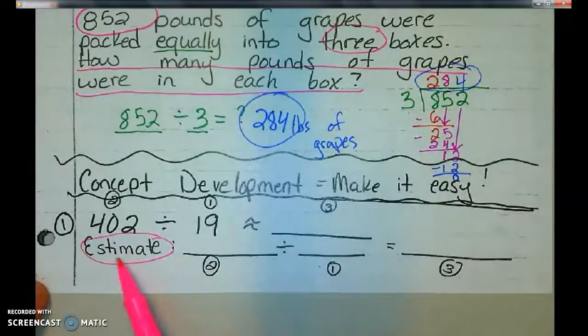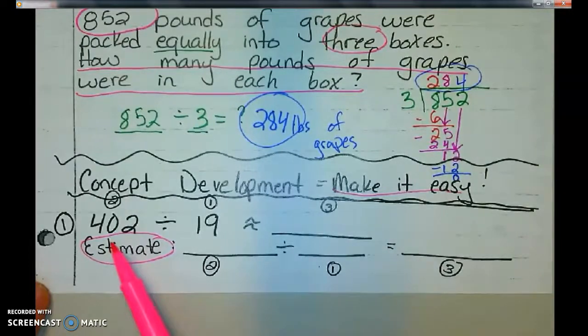We're going to be doing some estimation to make some division easy for us. Okay, we're going to try to make it as easy as possible, and we're just estimating. We're just getting close to the answer. We are not actually solving the problem. Okay, so I drew some little numbers and some tips up here for you guys to help you out. And we're going to go ahead and get started.